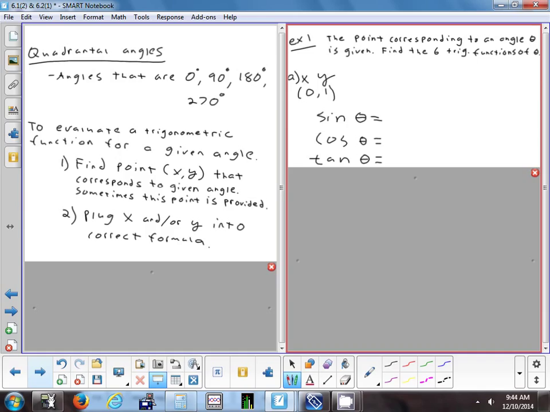Let's start with sine. Michael, what's the formula for sine? Just y. Yeah, just y. Okay, what's y in this case? 1. So that's all I want. Sine is 1. Okay, cosine. Brian, what's our formula for cosine? Just x. So in this case, 0. Okay, and the formula for tangent, Shannon, what's that? 1 over 0, which comes out to what? We can't divide by 0. Yep, it's undefined.